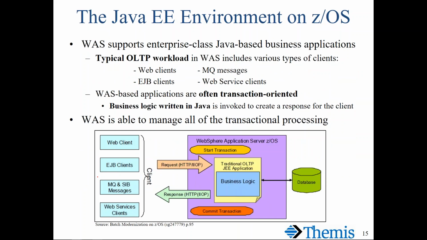So in the traditional environment, you have an OLTP workload where your clients may be web clients, other types of clients like EJB clients, messages coming in from a message queue, or web service requests. These are typically relatively short-running, transaction-oriented with the business logic written in Java. And WebSphere has been managing this kind of transaction processing for a very long time. Requests come in from the client into the Java EE application, and the business logic runs inside of WebSphere, most likely accessing some kind of database information, and then returning back to the client who made the request.